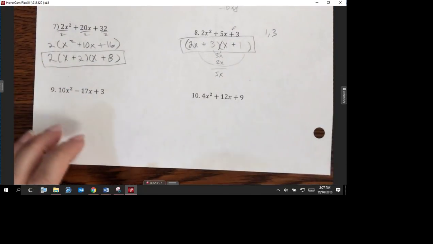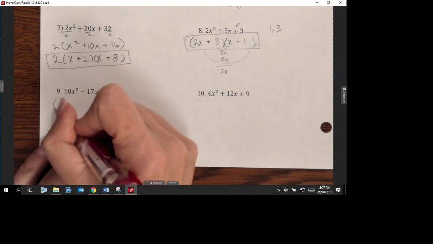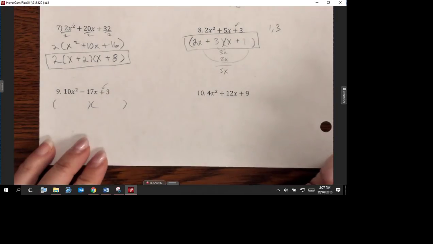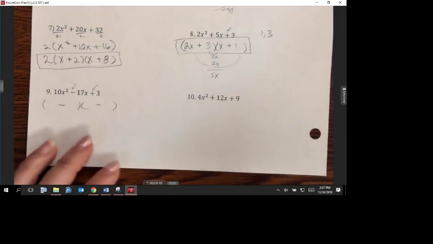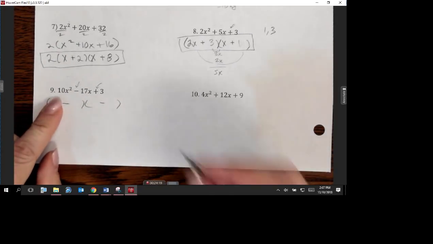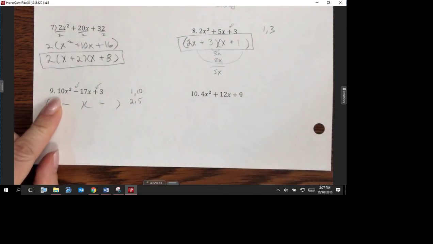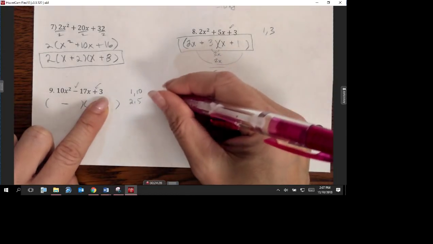Let's try number 9. Is there a greatest common factor? Okay. The signs: the minus sign and the plus sign. What's that mean? Same sign. Minus, minus. Now, when I look at my 10x squared, I know my options for 10 are 1 and 10, and 2 and 5. But when I look at my 3 at the end, I only have the option of 1 and 3.